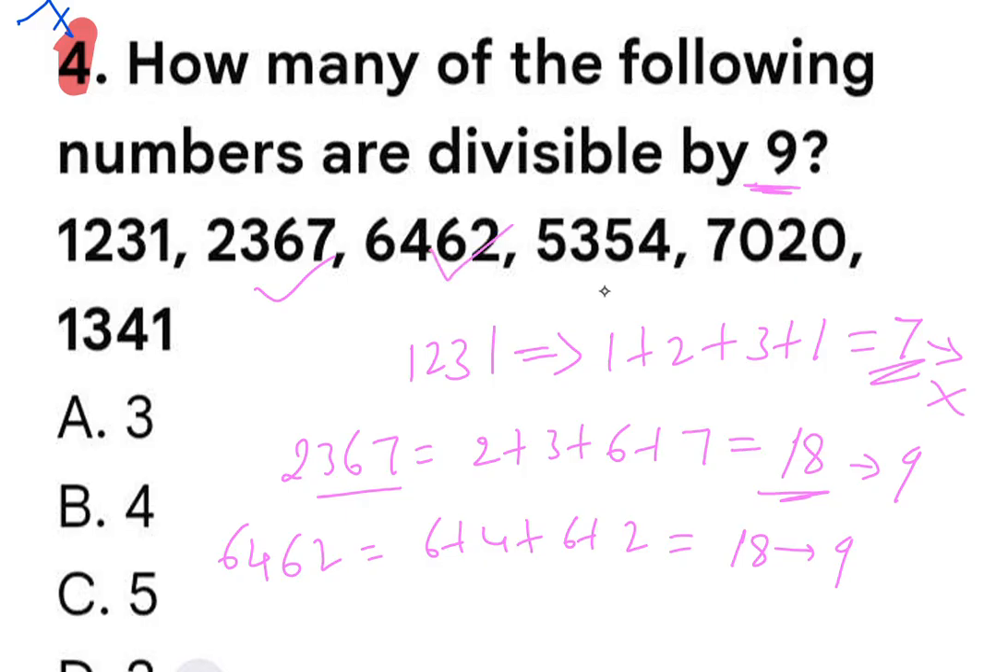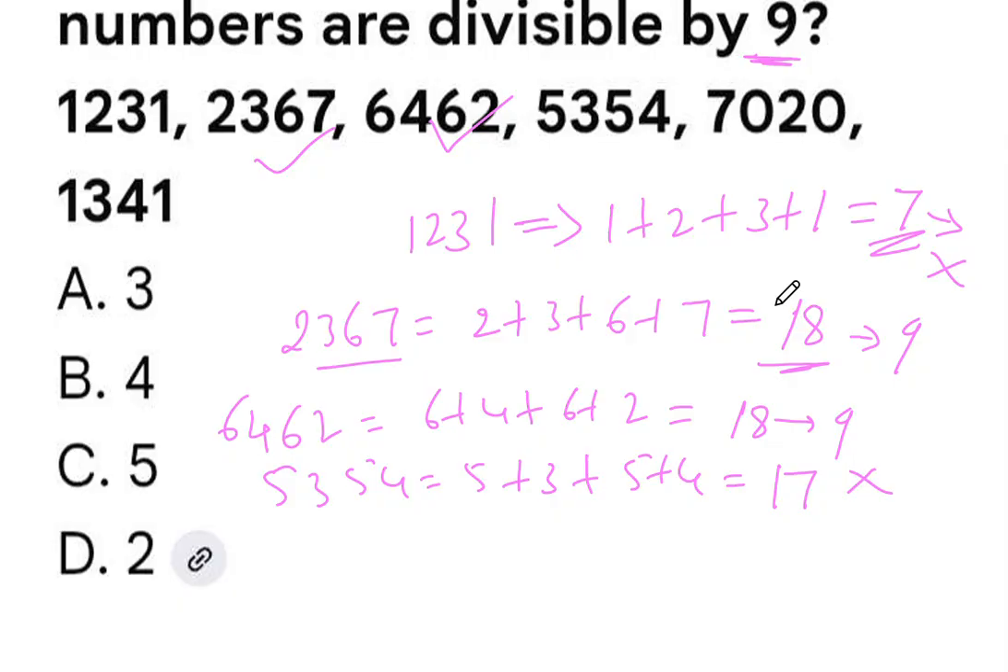Next, 5354. So take the sum of the digits. 5 plus 3 plus 5 plus 4. 5 plus 3 is 8 and 8 plus 5 is 13. 13 plus 4 is 17. 17 is not divisible by 9. Okay, so 5354 is not divisible by 9.